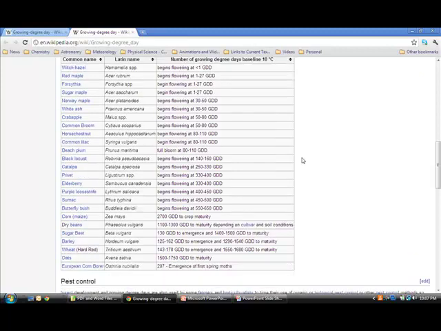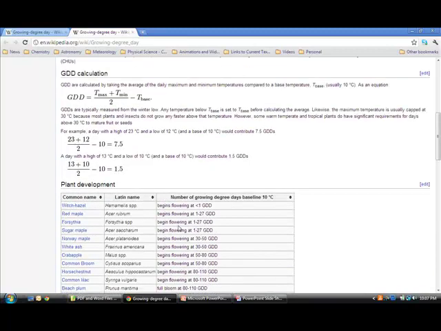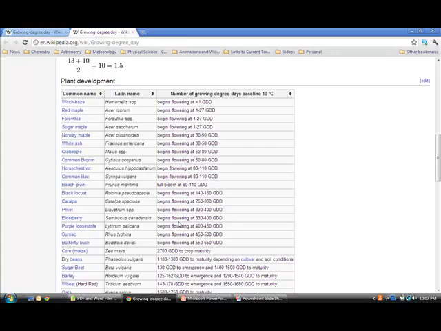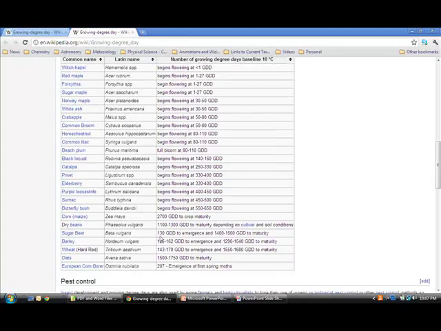So if we go down here to, let's see, sugar beets. Notice that sugar beets need 130 growing degree days. And so what you do is for every day where the average is above 10 degrees Celsius, you get those points towards the 130 growing degree days. I just think that is so cool.